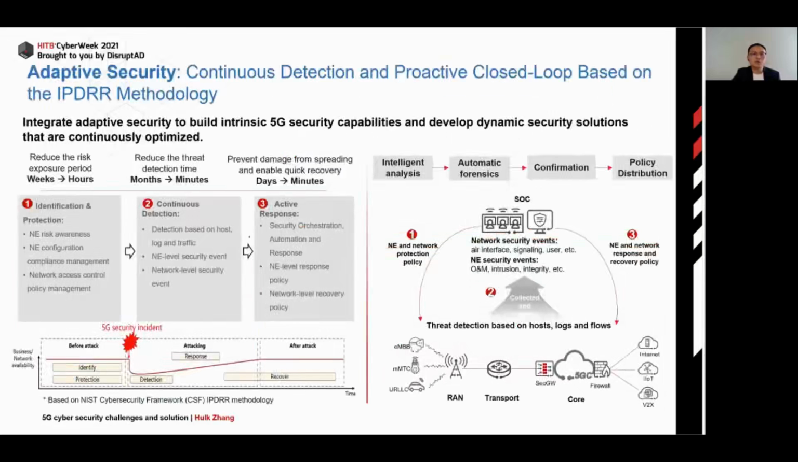The last one is adaptive security. It's actually continuous detection and proactive closed-loop control based on the IPDR methodology. As we all know, the IPDR methodology is designed by NIST. It means identification and protection, detection, response, and recovery. The purpose is to integrate adaptive security to build intrinsic 5G security capabilities and develop dynamic security solutions that are continuously optimized.